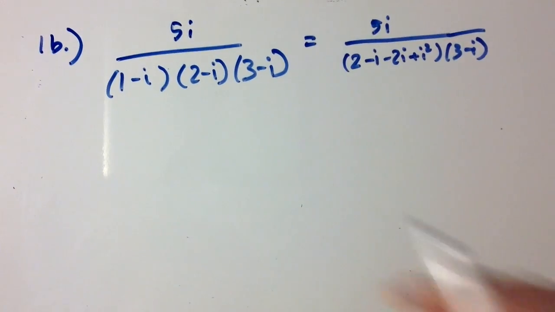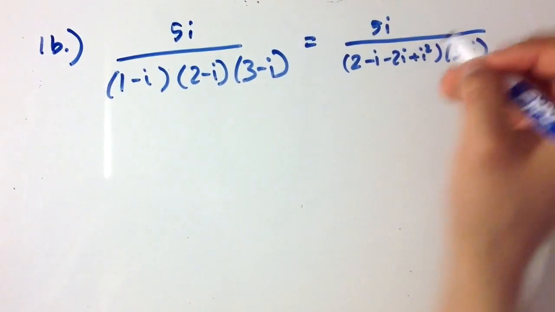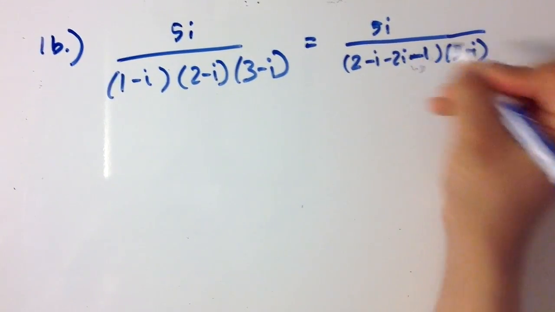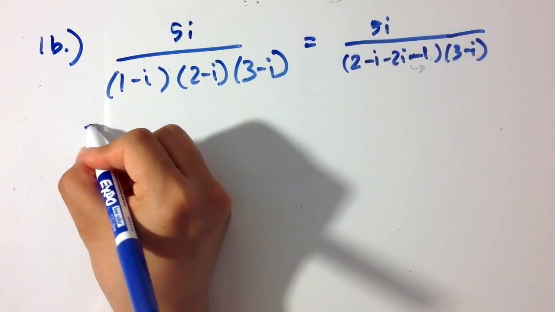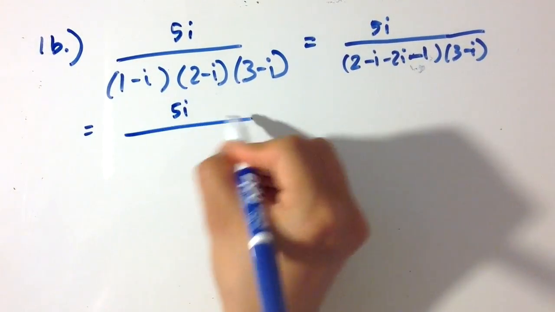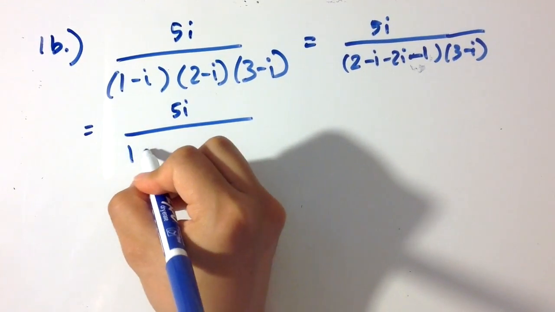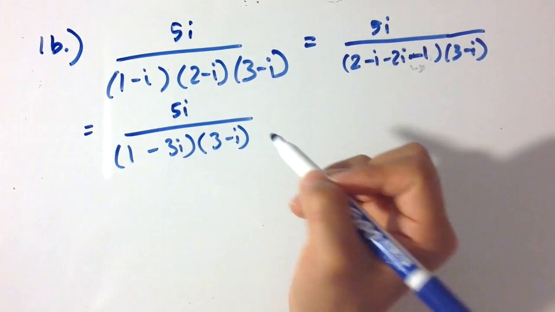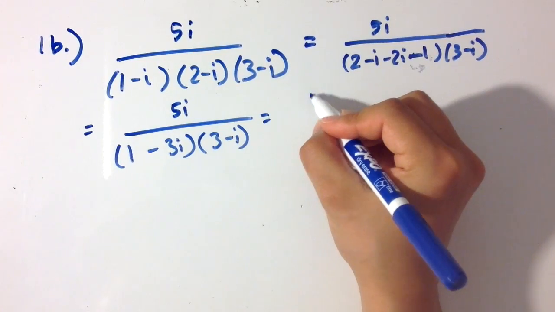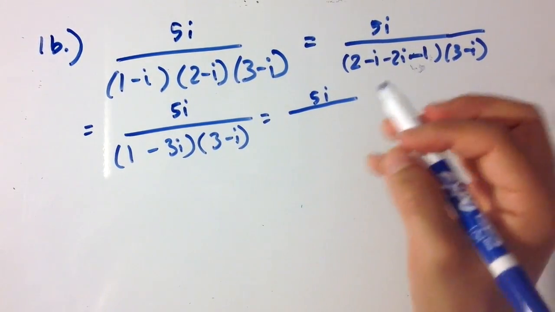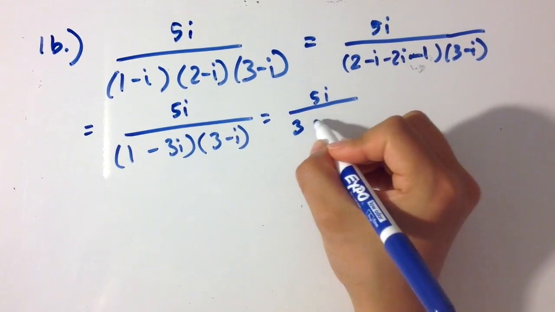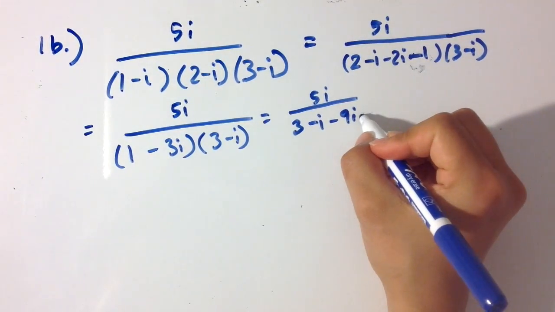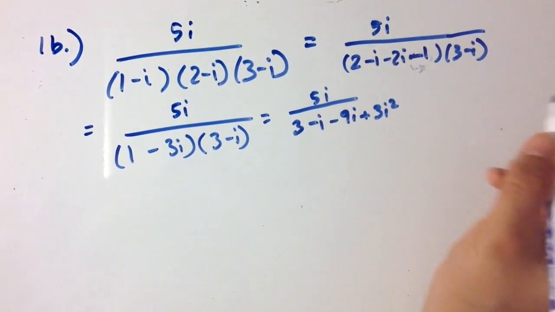Alright, I know that i squared is just minus 1, so I have minus 1 here. Then grouping like terms together, I have 1 minus 3i multiplied by 3 minus i. And expanding it out, I have 5i divided by 3 minus i minus 9i plus 3i squared.